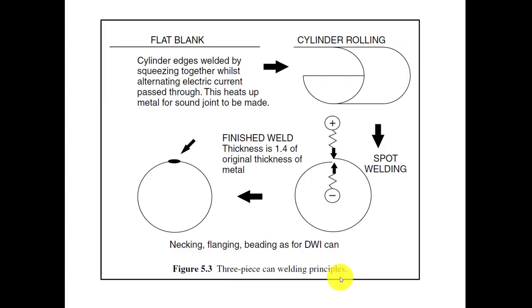So here is the diagrammatic representation of what I have spoken till now. This is the diagrammatic representation showing how this three-piece can welding principle is carried out. So first of all, there is a flat metallic sheet. Then it is rolled into a cylinder. Fine. Then these cylinder's edges are overlapped with a distance of 0.4 mm. Then a high voltage, or you can say alternating current, is applied, and then it is welded. So it is a welded seam.